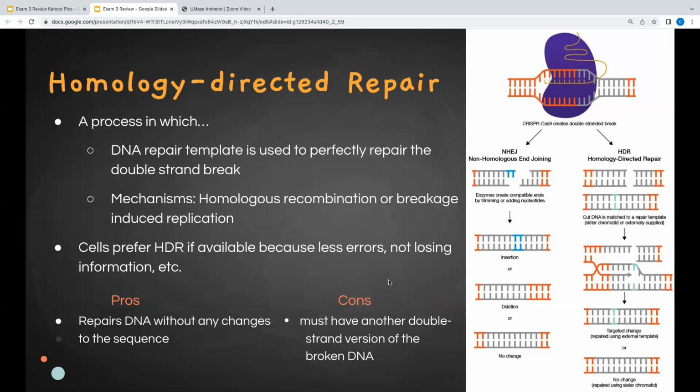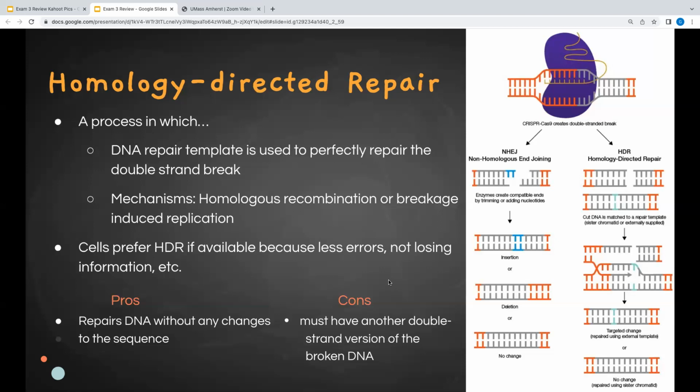All right, so what is HDR? HDR is the fancy version. Basically, the details don't really matter. You don't have to explain it. All you have to do is say HDR requires a homologous strand of DNA. Because that's basically what you do, right?